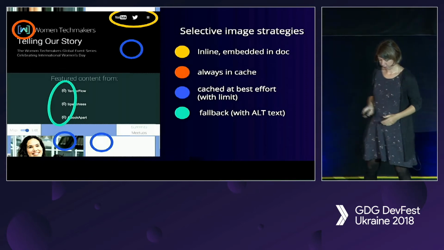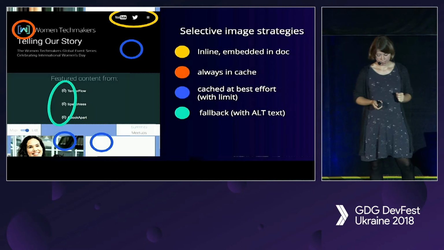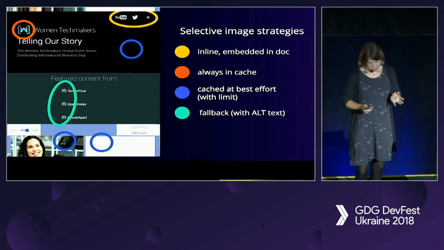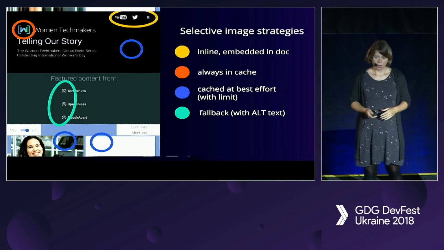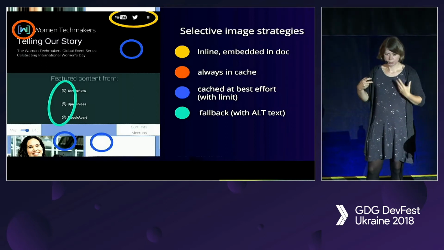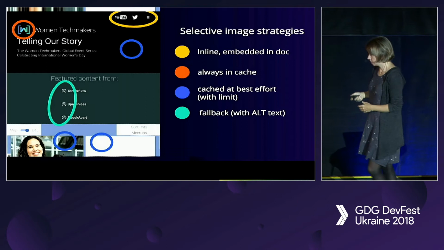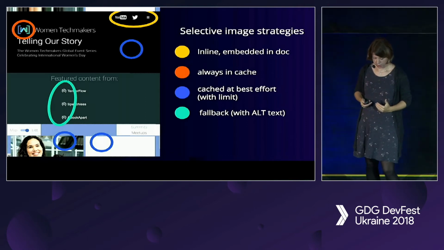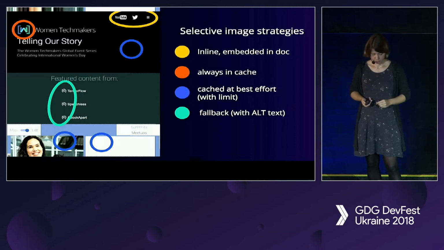I pre-cache them. The blue ones, I cache at best effort, which means I cache some of them, as many as reasonably possible, but with some limit. Like, for example, the last accessed 50 images, or up to some cache size, right? So it's cached with the best effort.